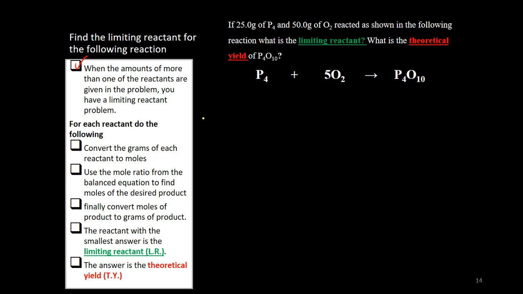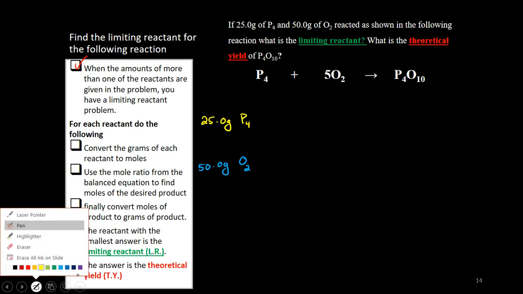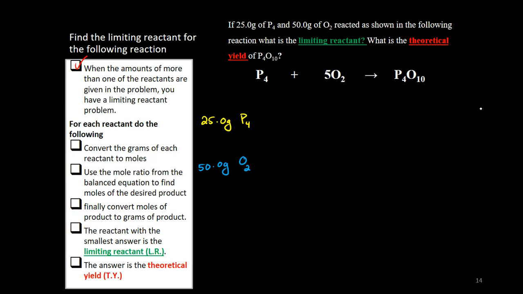Okay, so let's set that up. 25 grams of P4, and then I will use a different color. I'll use blue. 50 grams of O2. Okay, we have to go to grams of P4O10 for both of them. This one we have to end with grams of P4O10, and this one we have to end with grams of P4O10.